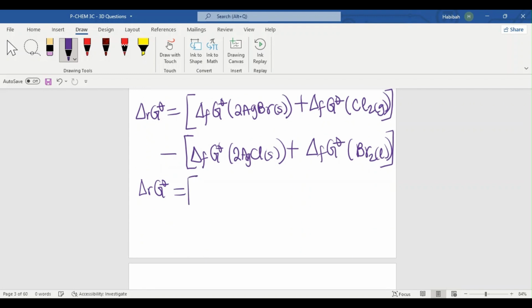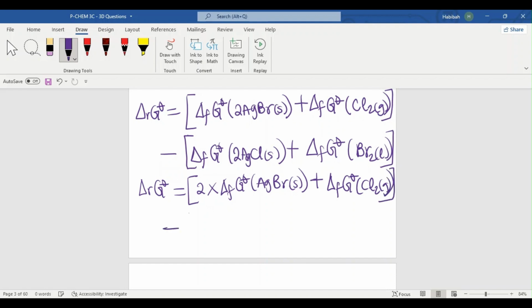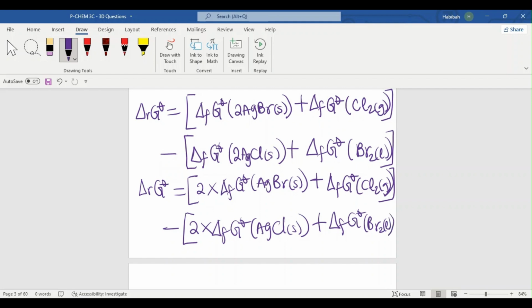So reorganize again. So we have 2 times the Gibbs energy of formation of AgBr solid, plus this one doesn't have any coefficient greater than 1, so we're just going to rewrite it here: chlorine gas. Then minus, here we have a coefficient greater than 1, so we have 2 times the Gibbs energy of formation of AgCl solid, plus the Gibbs energy of formation for bromine liquid. So that's basically it.